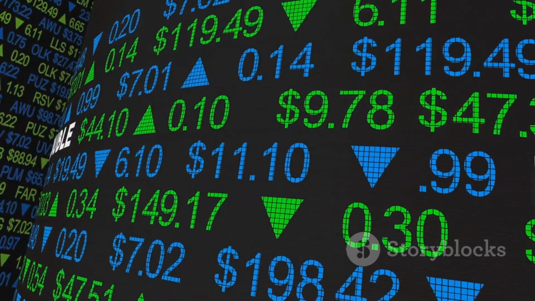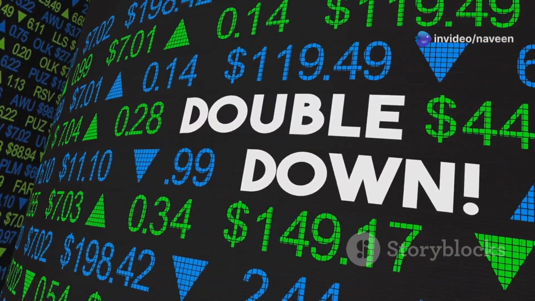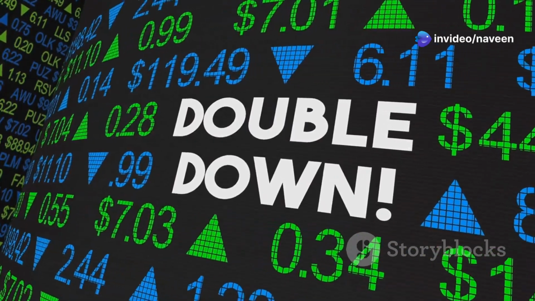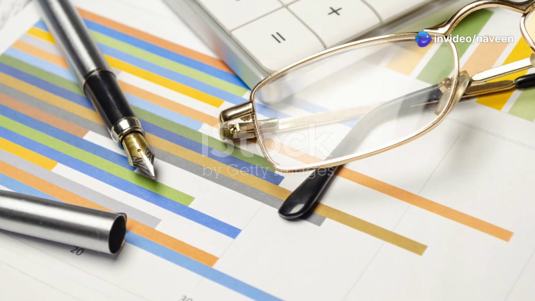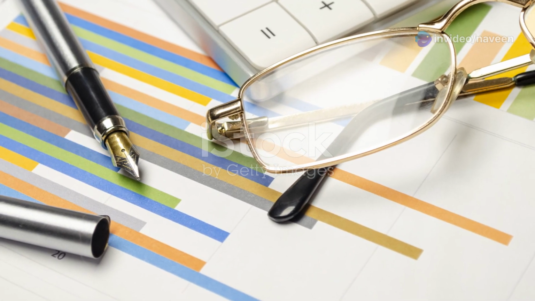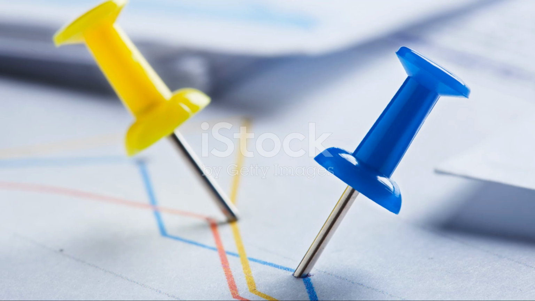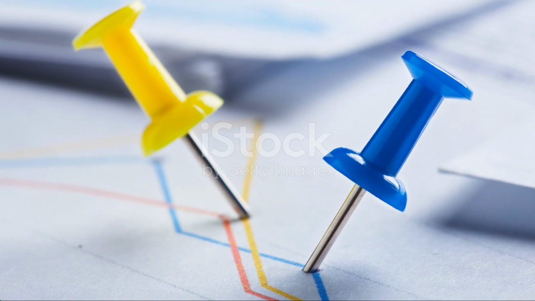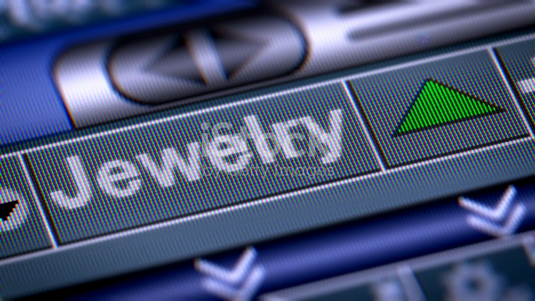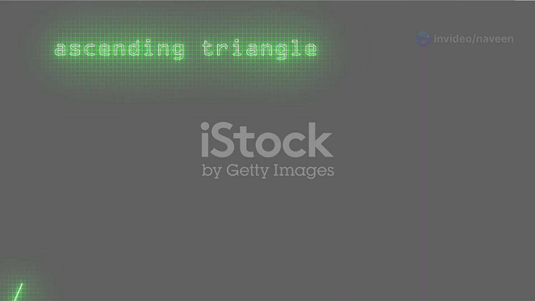A double bottom pattern, on the other hand, is a bullish reversal pattern that occurs after a downtrend. It's formed when the price reaches a certain level twice but fails to break below it. This creates 2 distinct bottoms at roughly the same price level. A break above the neckline, which is drawn connecting the high between the 2 bottoms, confirms the bullish reversal. This signals a potential buy opportunity.